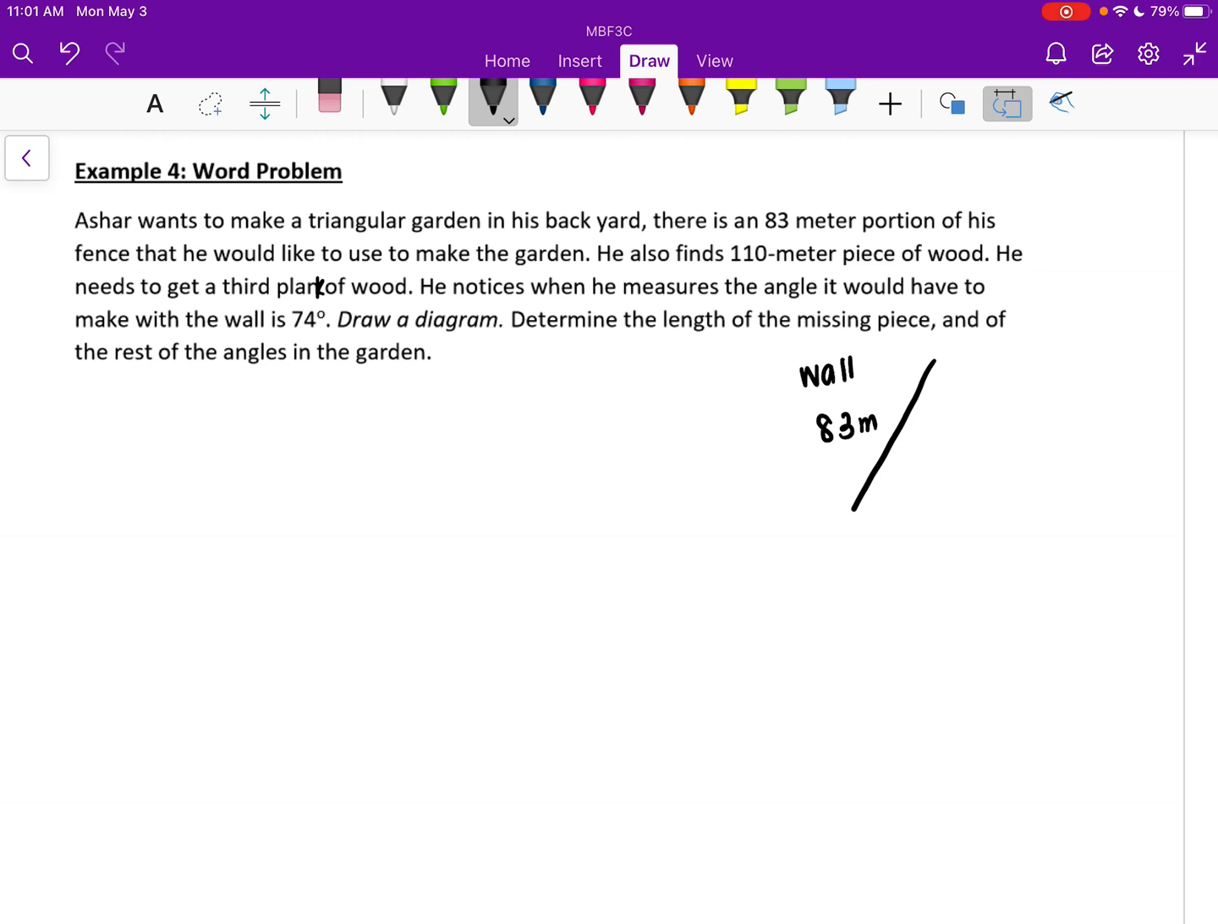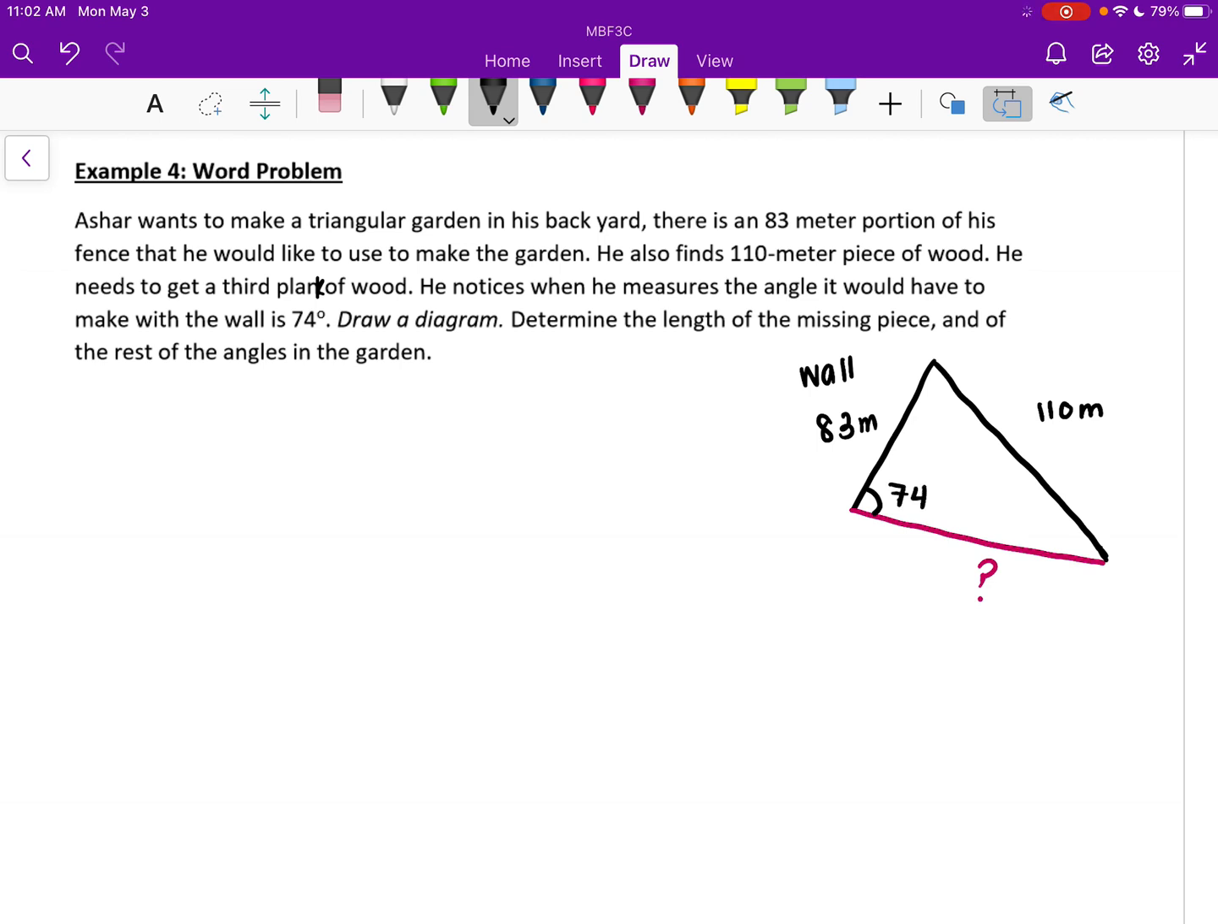And then he finds a 110-meter piece of wood and he joins it with it. So let's say this is 110 meters. This last piece of wood that we're looking for, that'll be like right here, right? And I'm sorry, I'm just drawing in my triangle so that it looks a little bit nicer, right? We don't know what this last piece of wood's going to be, but we know it's going to make a triangle. And we also know that the angle that it makes with the wall is going to be 74.